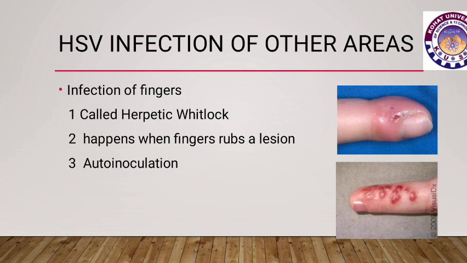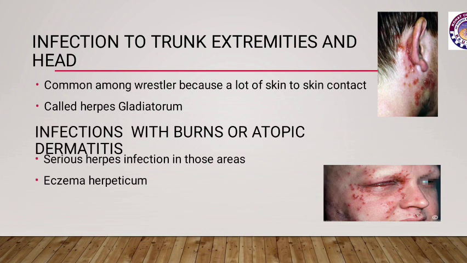HSV can sometimes involve the trunk, extremities, and head, a pattern that is common among wrestlers because they have a lot of skin-to-skin contact, and therefore it's called herpes gladiatorum. Finally, individuals with burn injuries or with atopic dermatitis can have really serious herpes infection in those areas. The latter even has a specific name, eczema herpeticum.